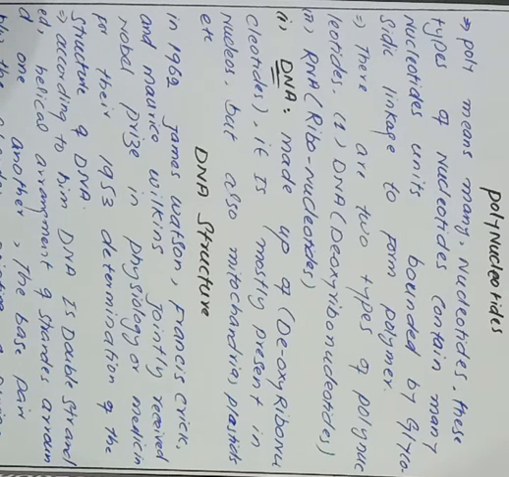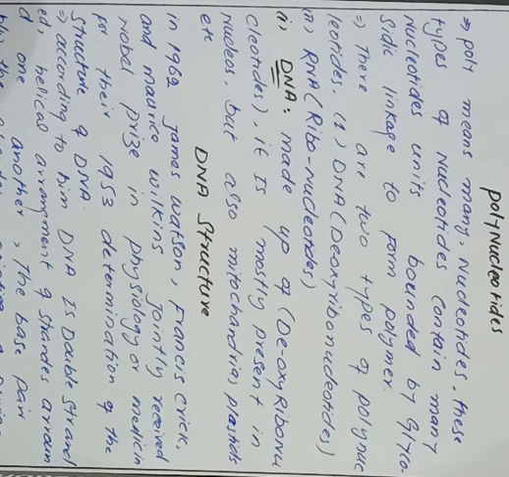First point is poly means many nucleotides. These types of compounds contain many nucleotide units joined by glycosidic bond. Here I have written the glycosidic bond, but it is a mistake. Here it is the ester bond linkage that forms the polymer. It means that if many substances are joined, we call it a polymer. So here many nucleotide units are joined to form a polymer by the linkage of ester bond.